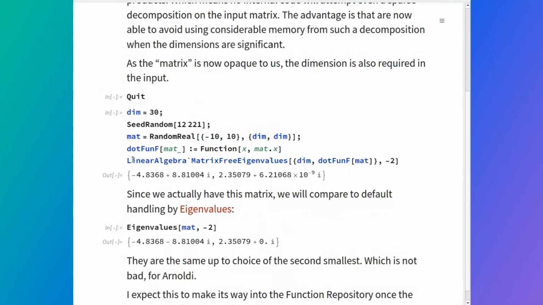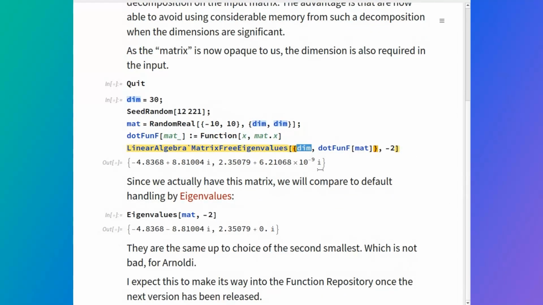So right now it's in the linear algebra context, and it's matrix-free eigenvalues, matrix-free eigensystem, and you specify the dimension, and you specify your black box function. In this case we actually do have the matrix at hand, and I'm just specifying the function as taking the dot product with whatever you're given for input. That input will be a vector of the appropriate dimension, 30 in this case, and we can go ahead and compute those eigenvalues, the two smallest, because I think I said -2. Yes, I did.